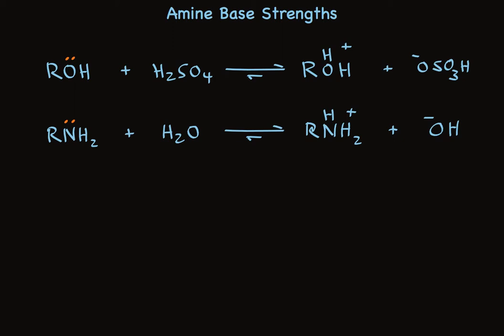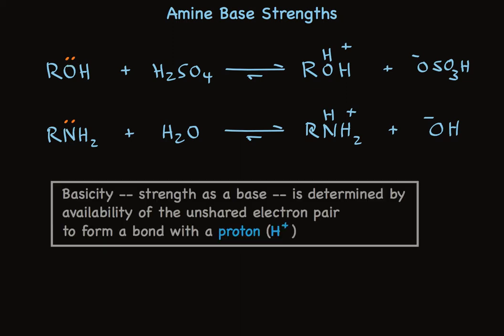Well, it's the availability of the pair of electrons on oxygen or nitrogen for sharing to make a bond with a proton. This pair of electrons on oxygen is held rather tightly because oxygen is pretty electronegative. On the other hand, this pair of electrons on nitrogen is held much less tightly because nitrogen has nowhere near the same electronegativity. That's the difference. So we can say that basicity, the strength of a compound as a base, is determined by the availability of the unshared electron pair to form a bond with a proton.